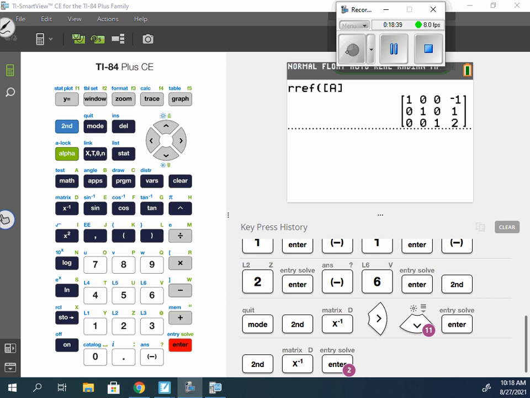So we have this here, diagonal ones, and this here, negative 1, 1, 2, is our answer. So negative 1, 1, 2, because we went X, Y, Z. X is negative 1, Y is 1, and Z is 2. That's it. That is the answer for this system.